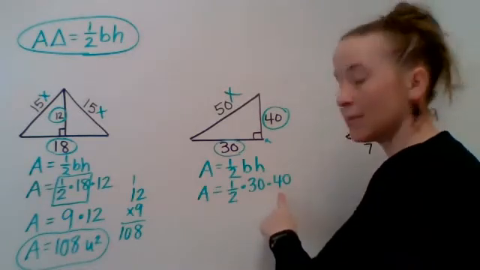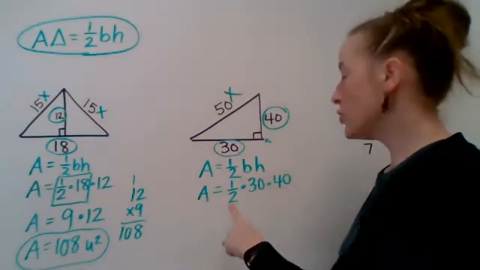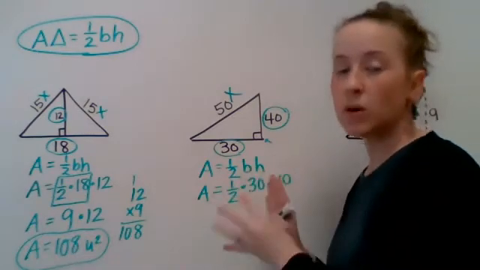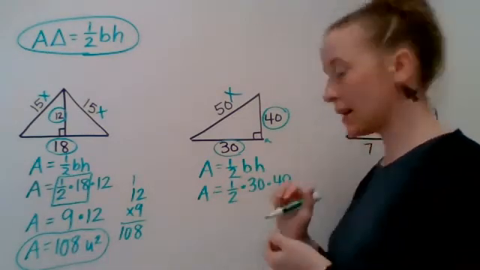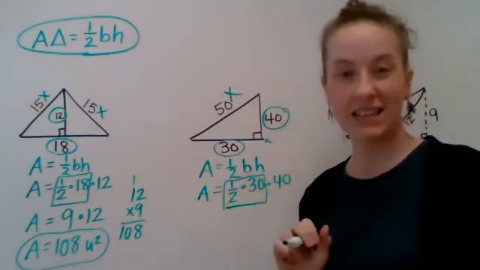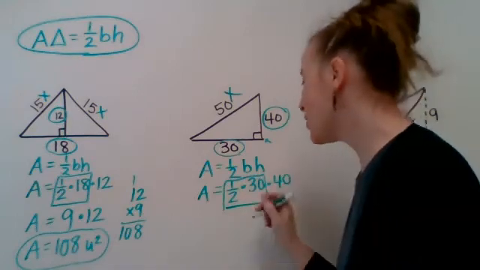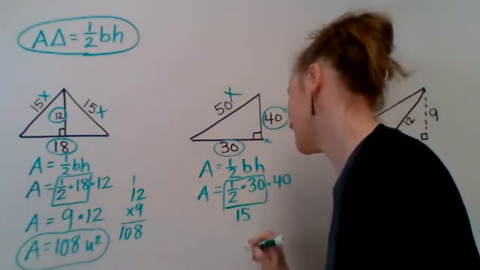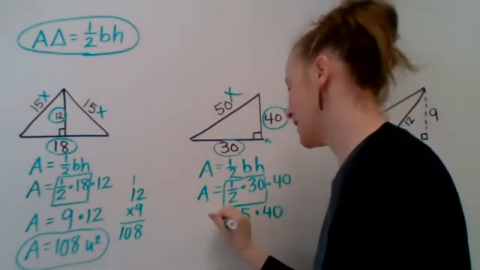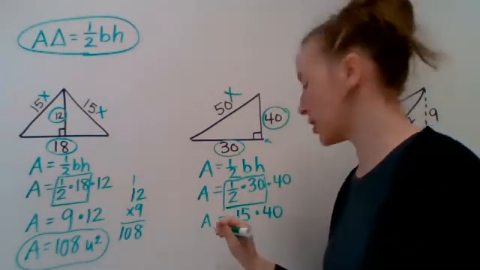Some people do 30 times 40 and then they cut it in half. You could do a half of 30, you could do a half of 40 and then do the rest. Because it's multiplying, we know that we can multiply things in any order. I'm, once again, just gonna go in the order that I see because I know some of this math. I know half of 30 is 15. And I'm gonna do 15 times 40 and that will give me my answer, okay?